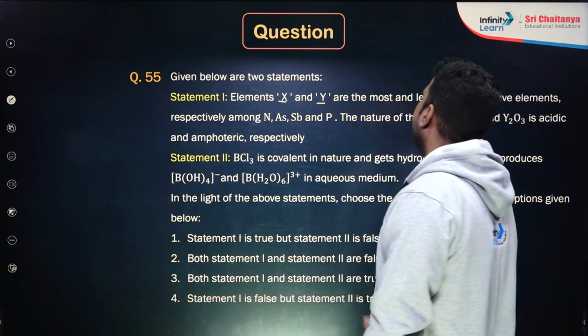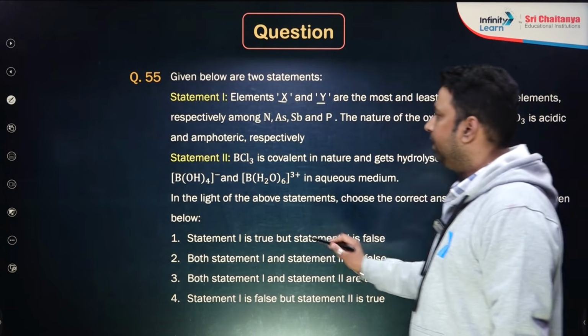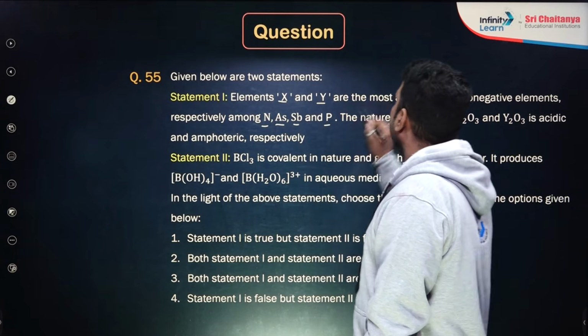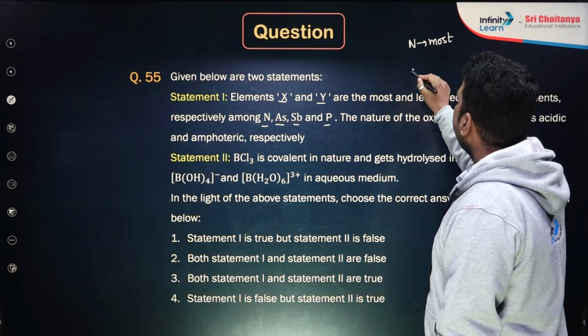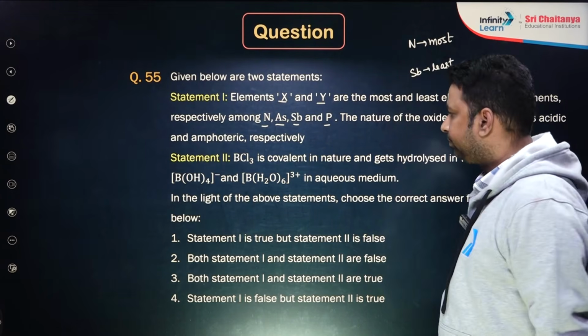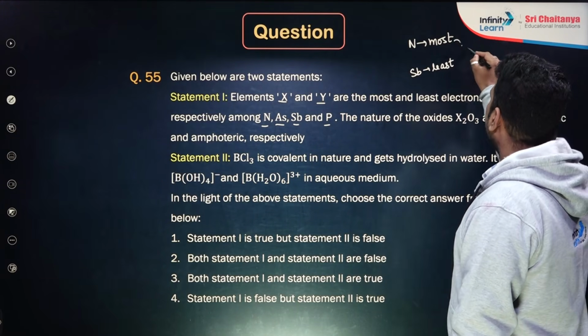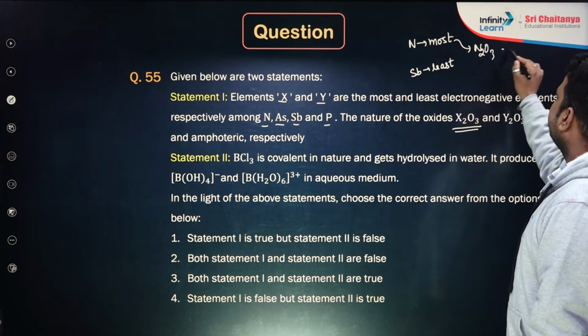Again, a statement based question. Elements X and Y are the most and least electronegative elements respectively among nitrogen, arsenic, antimony and phosphorus. Nitrogen is the most electronegative one and antimony is the least one. Yes, least one. Okay. Its oxide N2O3 is acidic, we know that.